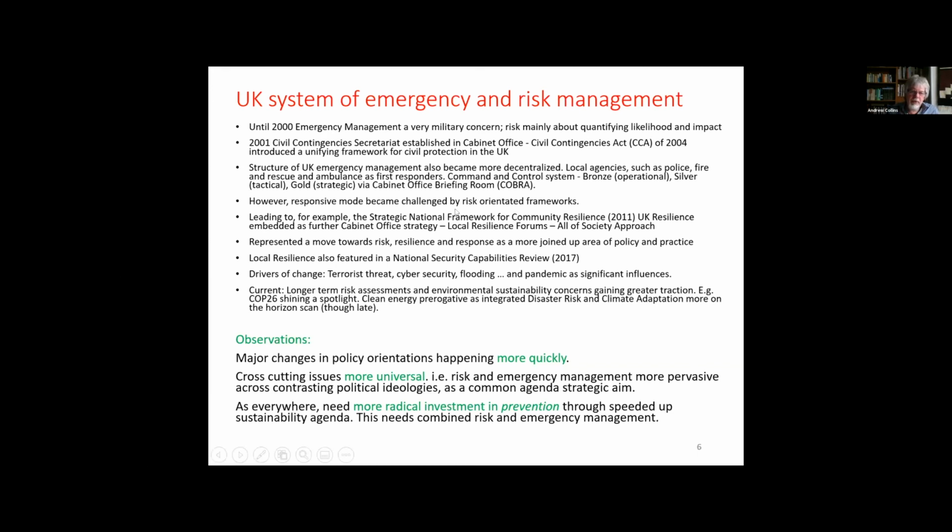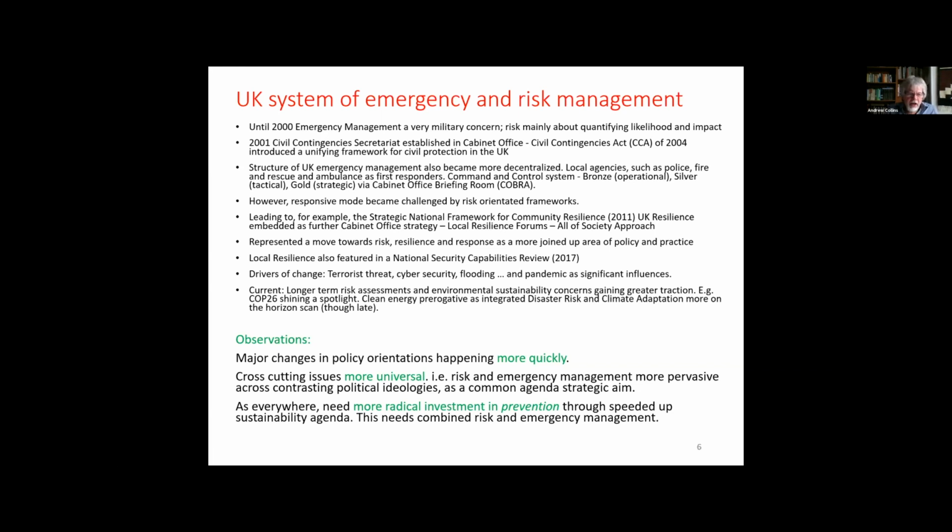What happened was this became very challenged by the emergence of more risk-orientated frameworks, leading ultimately to other approaches like the National Framework for Community Resilience. So UK resilience is now also embedded within the Cabinet Office, and they're trying to find ways of marrying these two things up. It's work in progress even now, years later.